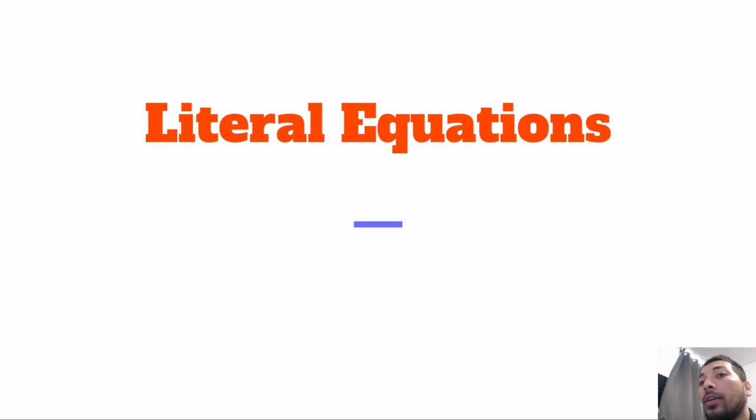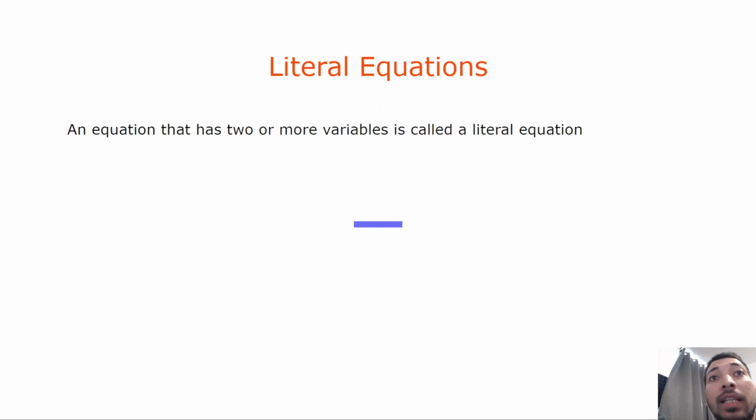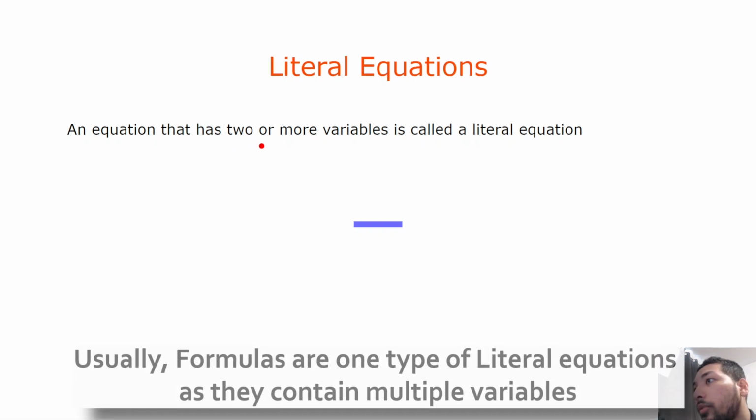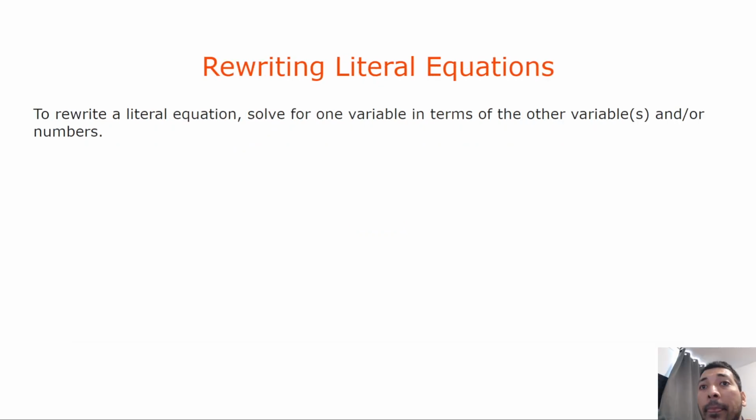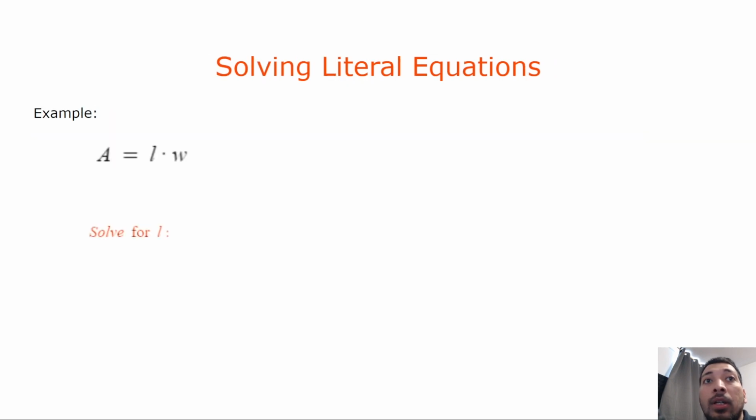So what is the meaning of a literal equation? An equation that has two or more variables is called a literal equation. So we'll see equations that have more than one variable, and the objective over here is to solve for one variable in terms of the other variables or terms. Now the strategy here stays the same, just like we did for other equation solving processes. We'll see a couple of examples over here.